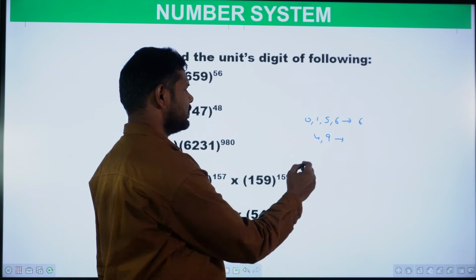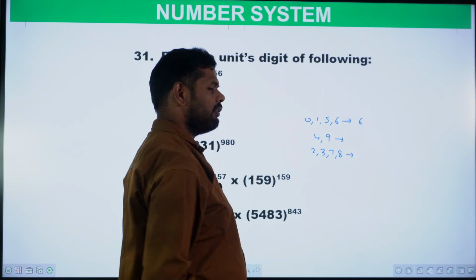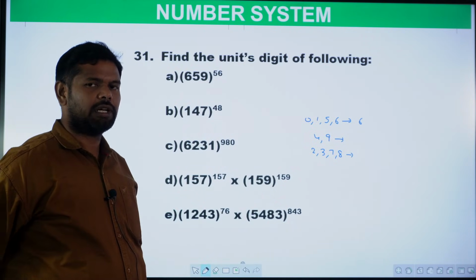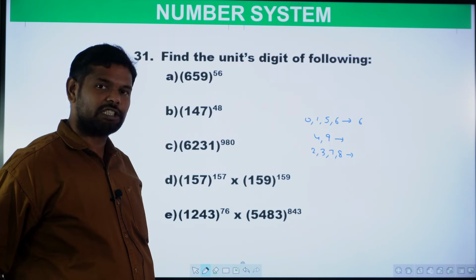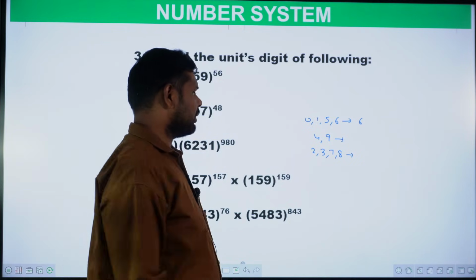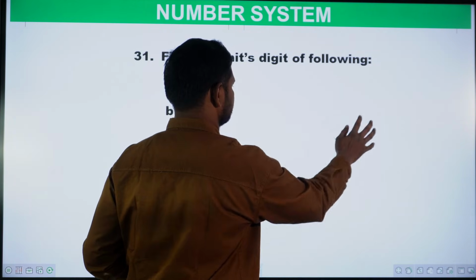And for the remaining digits 2, 3, 7, 8, we divide the power by 4. Whatever the remainder is, we use that as the power. Remainder 1 means power 1, remainder 2 means power 2, remainder 3 means power 3. But in case the remainder is 0, we consider the power as 4 and solve that type of question.